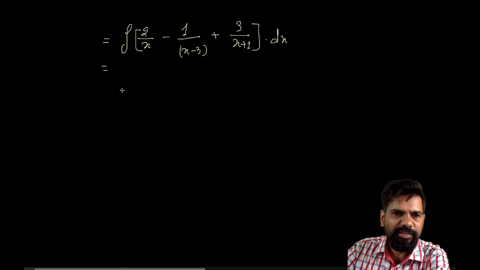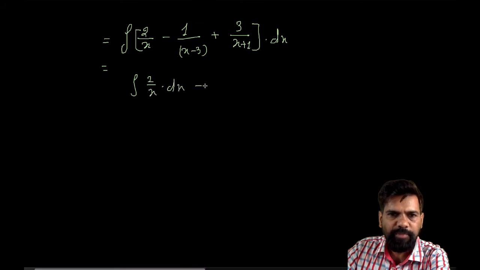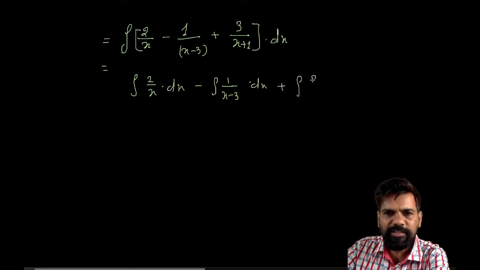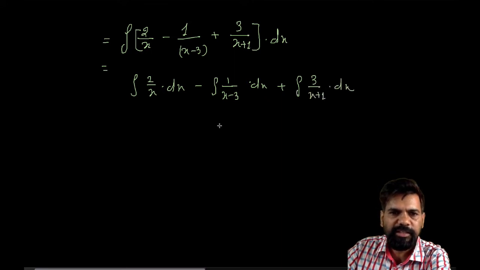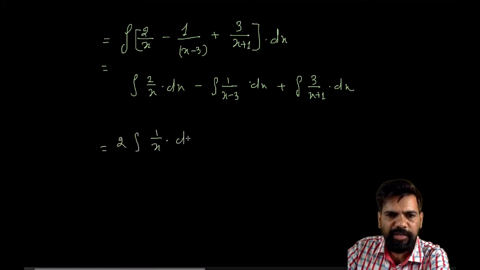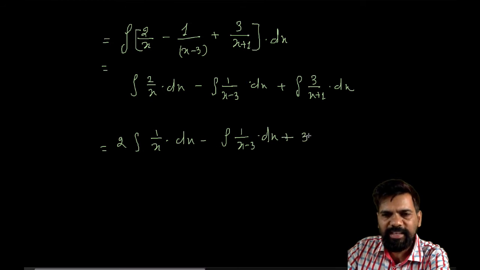Now separate these integrations, that is integration of 2 over x dx minus integration of 1 over x minus 3 dx plus integration of 3 over x plus 1 dx. Then finally we'll have 2 times integration of 1 over x dx minus integration of 1 over x minus 3 dx plus, we can take the constant in front of this integration, so 3 times integration of 1 over x plus 1 dx here.